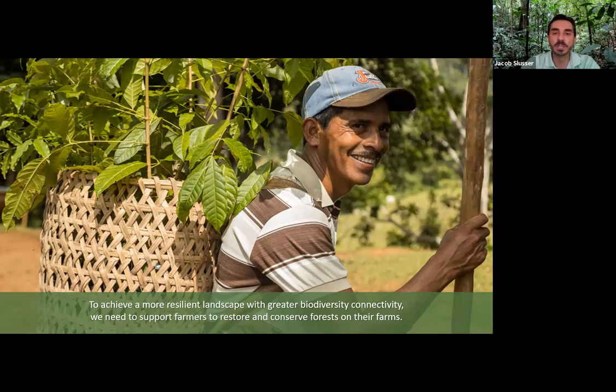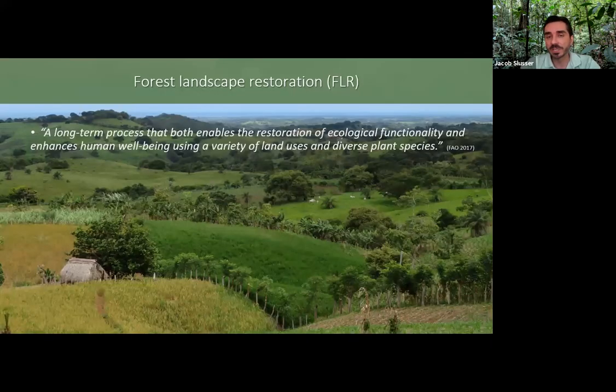So now with the challenges of climate change, we really need to achieve more resilient landscapes with greater biodiversity connectivity. And to do that, we need to support farmers so that they can restore and conserve forests on their own farms. And so restoration practitioners and policymakers understand the importance of conducting forest restoration with farmers in agricultural landscapes, which is why a more holistic approach has been developed.